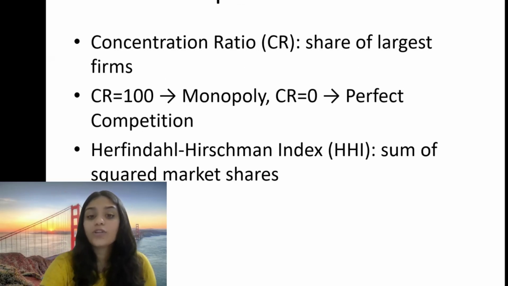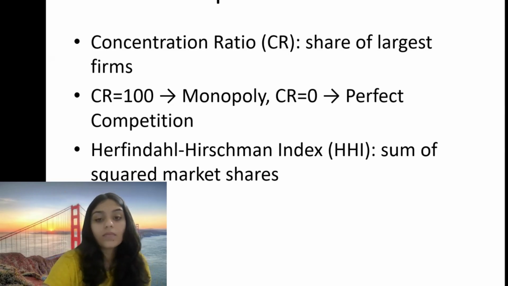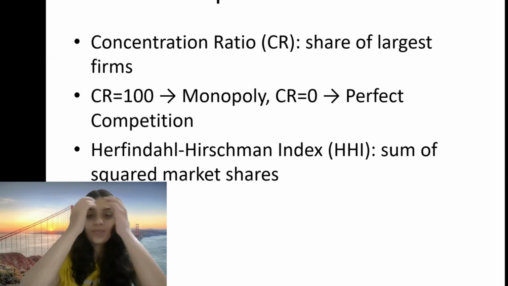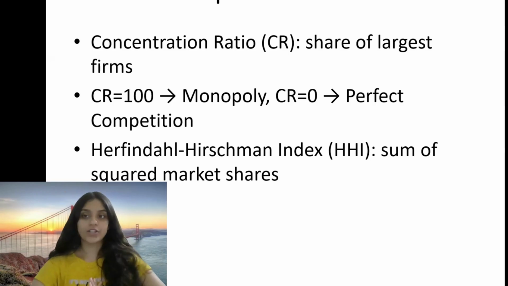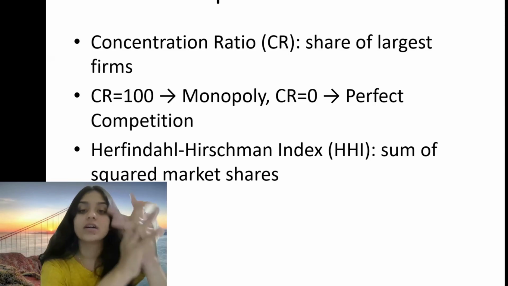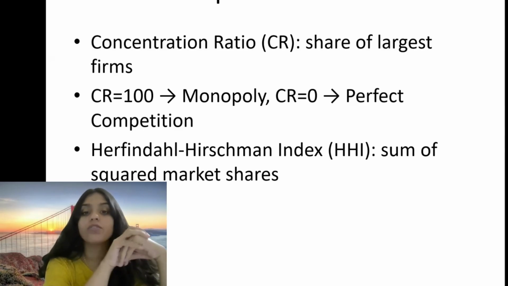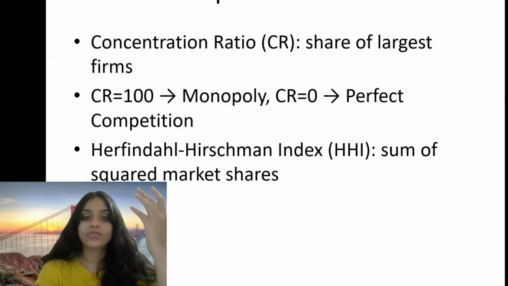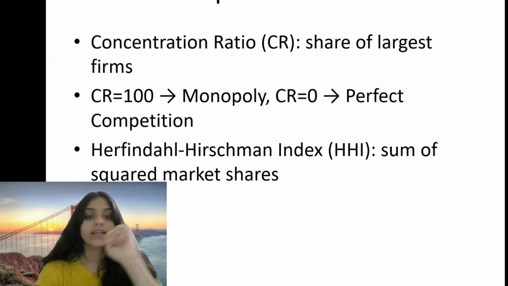Okay, next, there are actually simpler measures too for this. That is concentration ratio and Herfindahl-Hirschman index. So first, let's understand what concentration ratio is. The concentration ratio measures the combined market share of the largest firms in an industry. What is its formula? Sales of the top N firms divided by total industry sales, times 100.